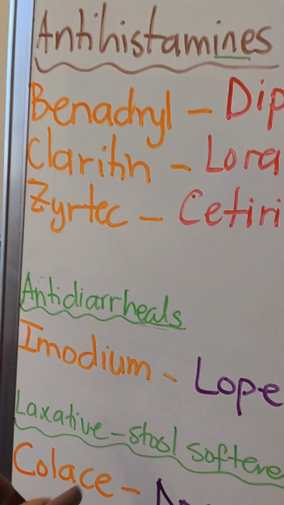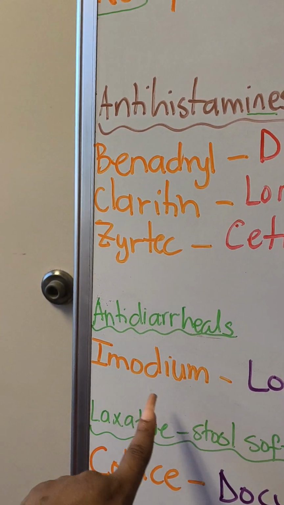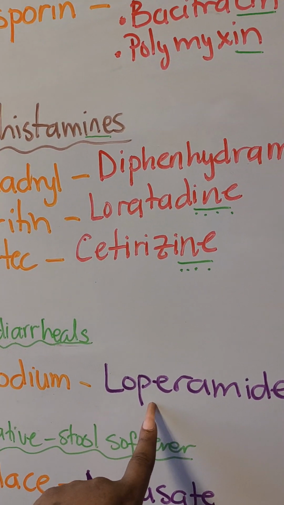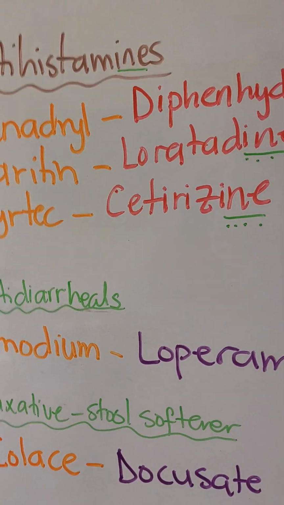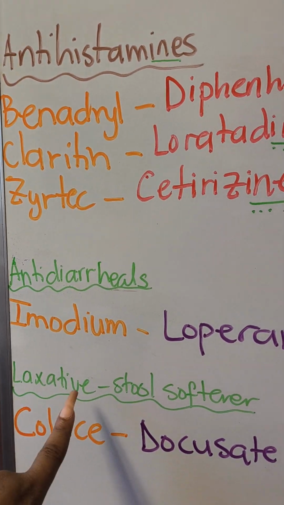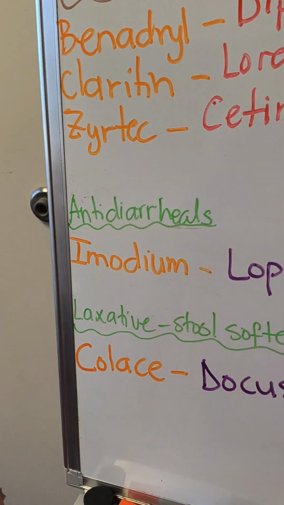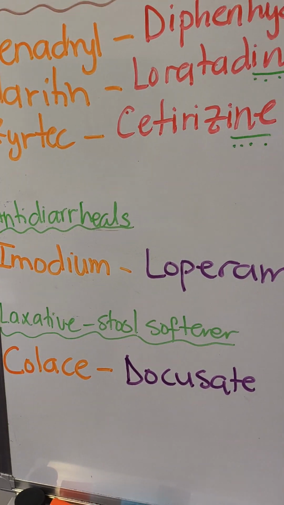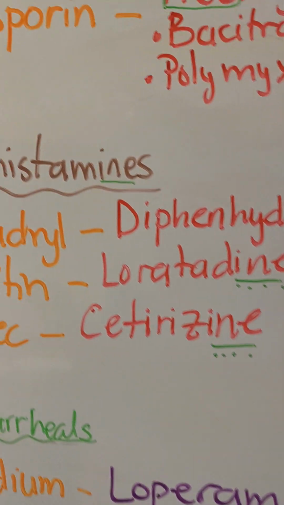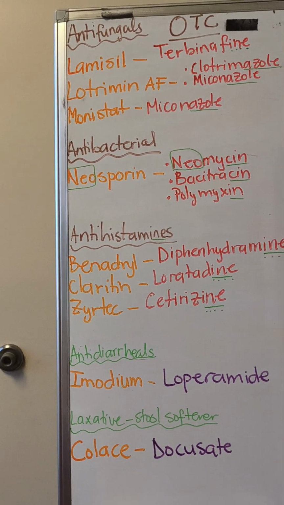If you've ever taken an over-the-counter antidiarrheal, go look at it right now. If it says Imodium, look at the active ingredient, it is most likely loperamide. Look at you being a little pharmacy tech. Next, you have laxative. This is also called a stool softener. Colace is also docusate. Colace is docusate. These are the first subcategories under OTC medications.